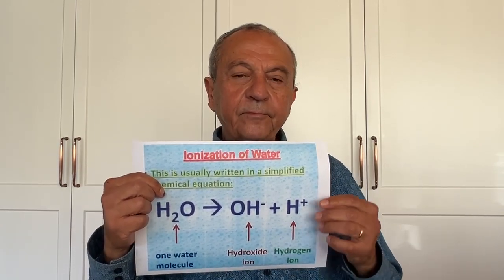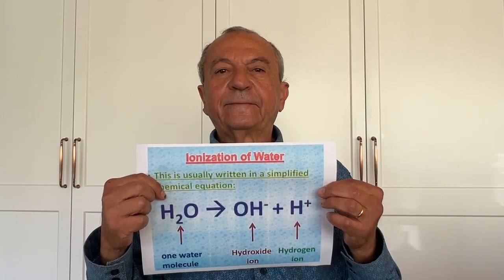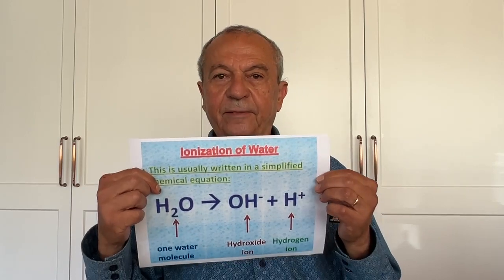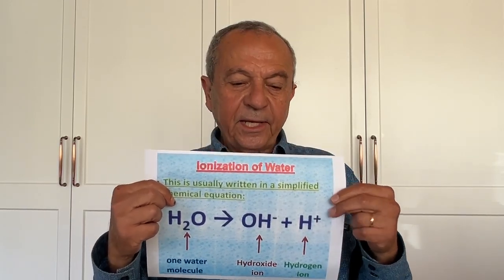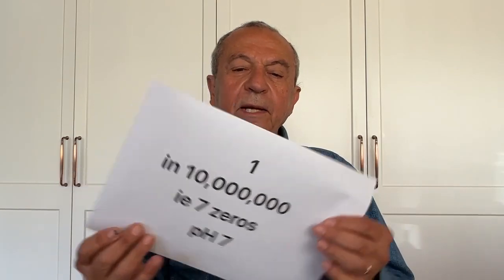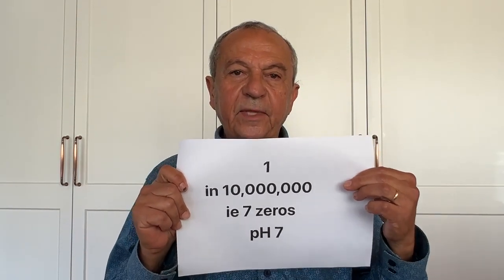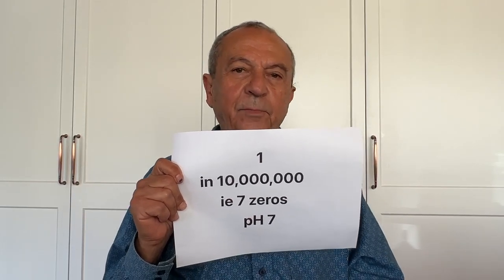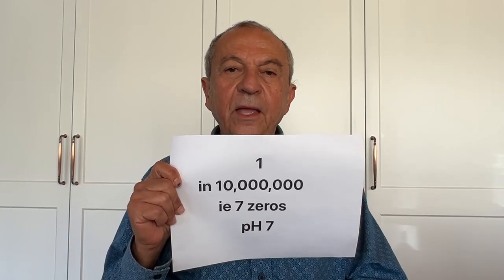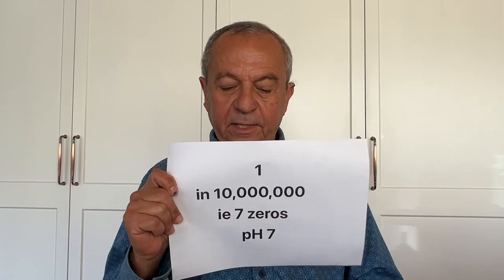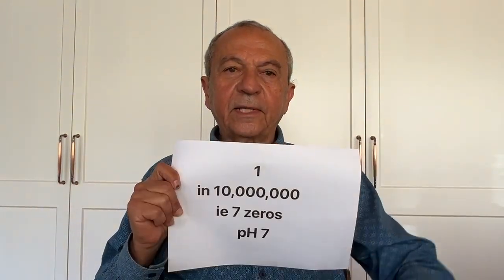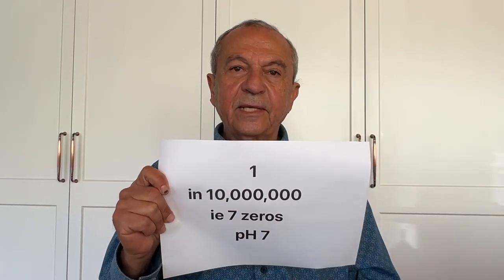All right. The other thing is that not all water molecules will do that. Actually, only 1 in 10 million. So if you have a glass of water, it will have billions and trillions of molecules in it, but only 1 out of 10 million will do this process. 1 in 10 million. Now, how many zeros does 10 million have?